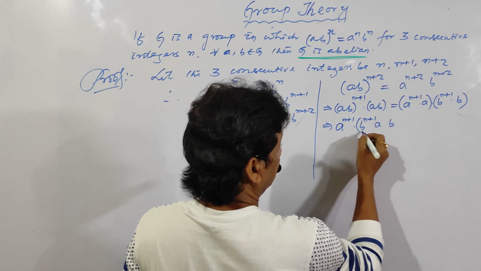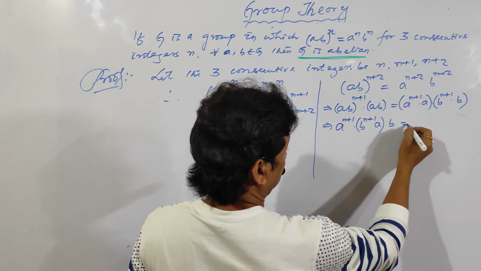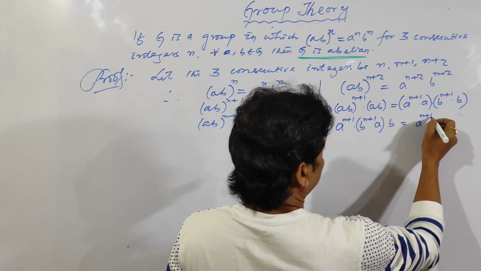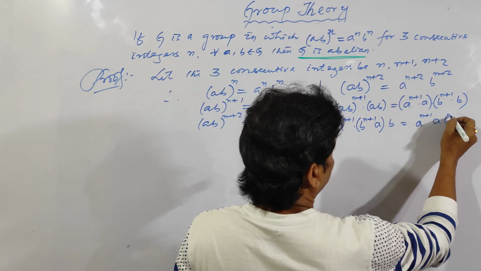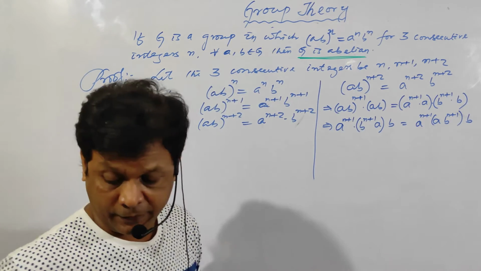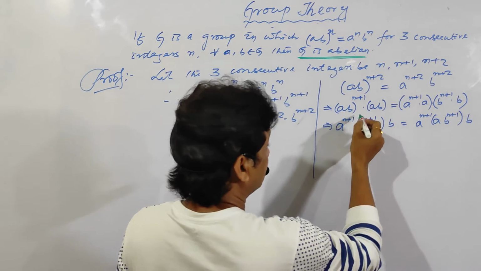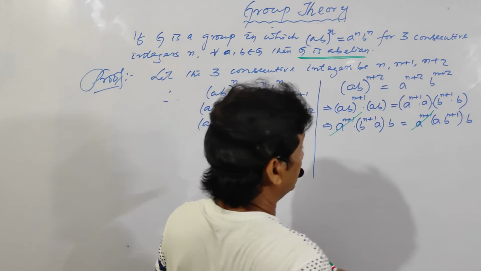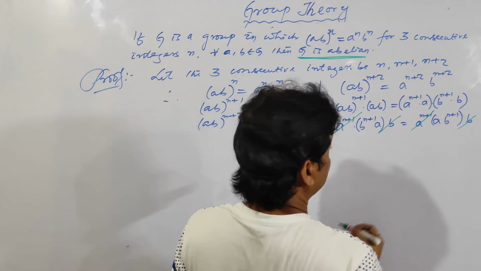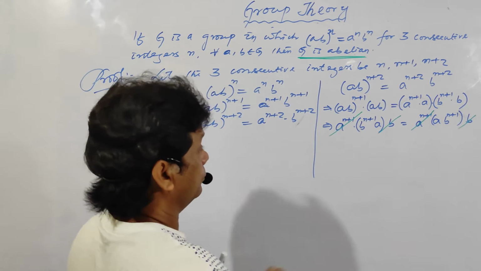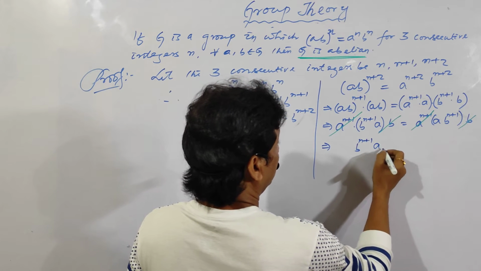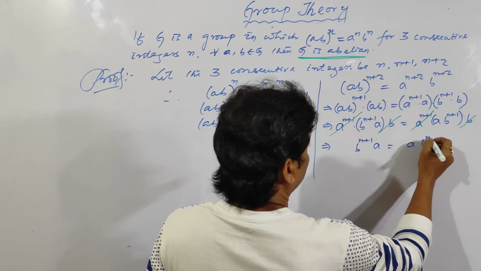And I am applying the associative property. Here also apply the associative property: a^(n+1) into a into b^(n+1) into b. Okay, so apply the left cancellation law. So a^(n+1) cancels out from both sides, and applying the right cancellation law, b will cancel out. Okay, so now the remaining part is b^(n+1) into a is equal to a into b^(n+1).